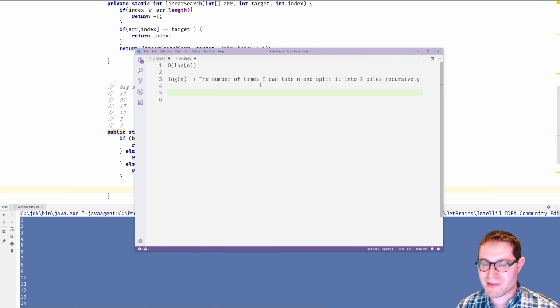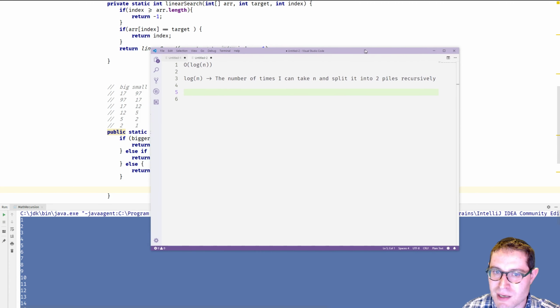It also works for base 10. Log base 10 would be the number of times I can take a number and split it into 10 piles of the same size and then keep doing that recursively. So 100, I can take 100 and split it into 10 tens and then take each of those tens and split them into 10 ones. So that's basically the easiest way to think of logarithms.